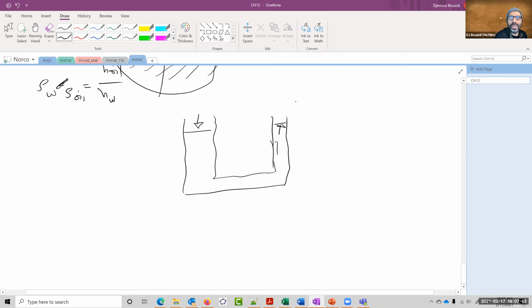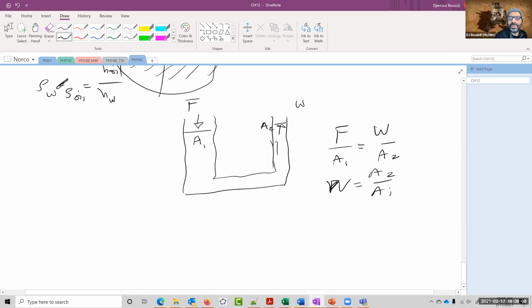Now, let's say, for example, you have a weight in here, W, and you have a force F in here, and you have an area A1, and you have an area A2. The pressure on one side is F over A1. This must be equal to the weight over the area A2. So the force or the weight that you would want to lift in this case is going to be A2 over A1 times the force, okay? So the ratio here of the areas, A2 over A1, can give you exactly how much you can lift, and vice versa, okay?